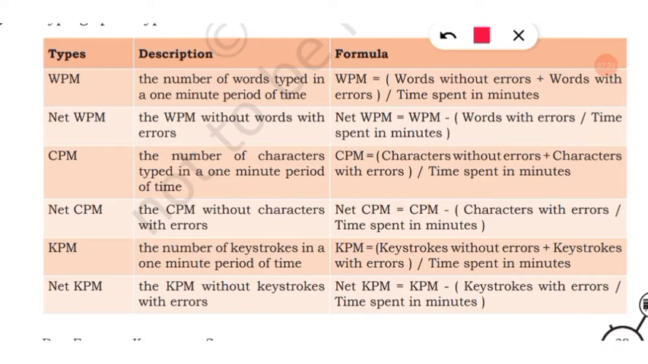Then KPM, that is the number of keystrokes in a 1 minute period of time. That is, KPM is equal to keystrokes without errors plus keystrokes with errors, by time spent in minutes. Then net keystrokes per minute, the keystrokes per minute without keystroke errors. So net keystrokes per minute is equal to keystrokes per minute minus keystrokes with errors, by time spent in minutes.